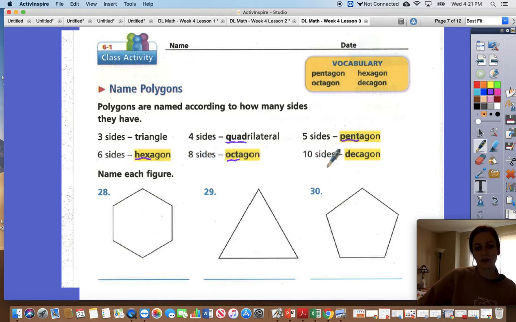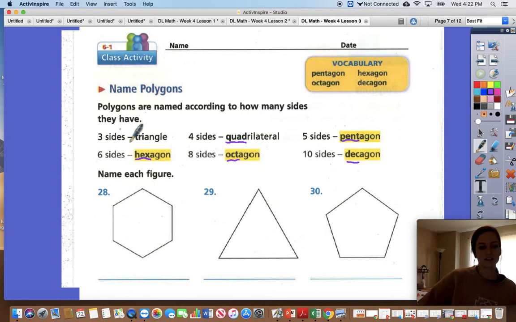And then a polygon with 10 sides is called a decagon. And the way you can remember that is like a decade is 10 years. That might help you a little bit. Okay, so decagon. So what we're going to do is write which one each one of these are, and then we're going to write them in our vocabulary books. So let's look at the first one.